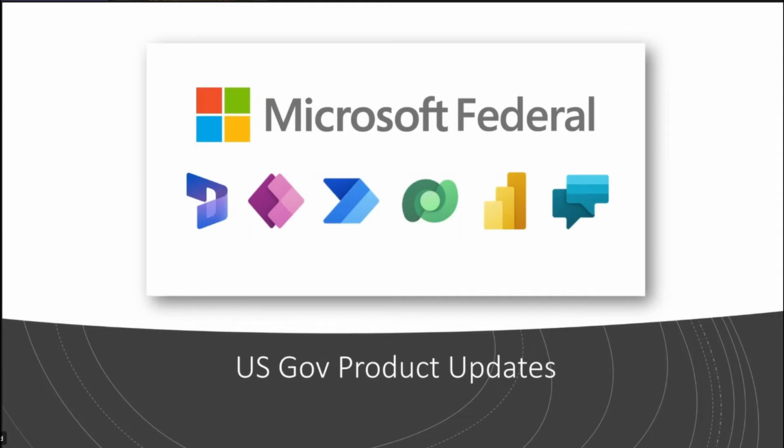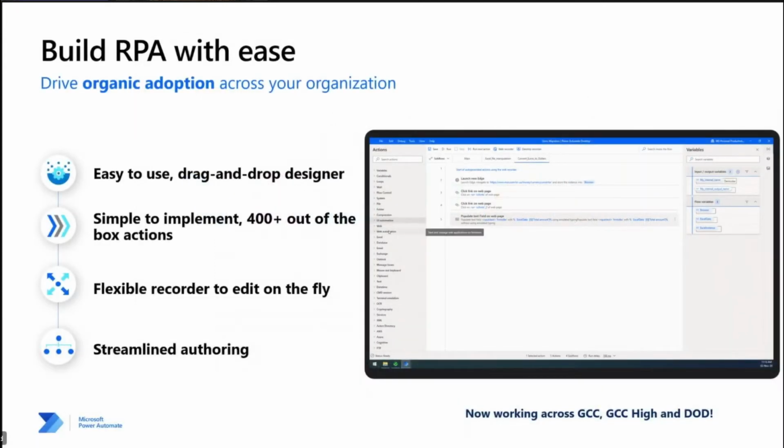And now what I wanted to get into were just some of the product updates that happened over the last month that we're excited to be able to share with you today. The first one is RPA. In the last webinar session, we mentioned that Power Automate Desktop, the client, was now available for government users with the Windows 10 use rights.